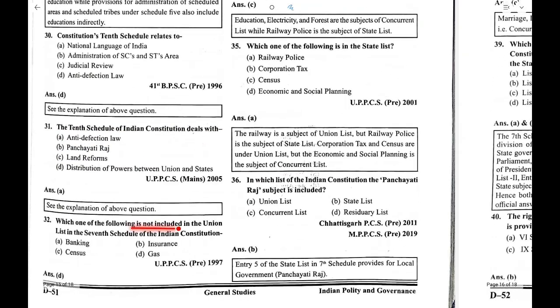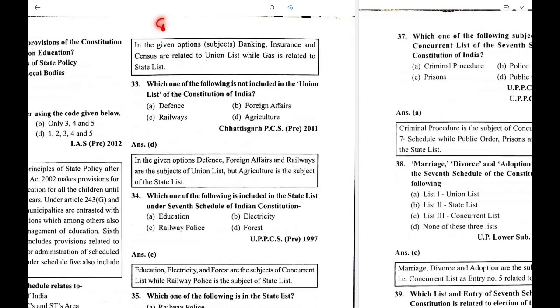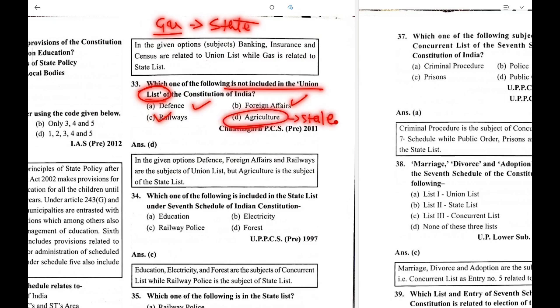Which of the following is not included in the union list? Banking is included, insurance is included and census is included. Gas is not included in the union list. Gas is a matter of state list. Now which of the following is not included in the union list? Defense, foreign affairs and railways. Agriculture is a matter of state list.